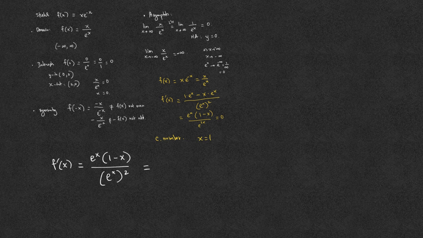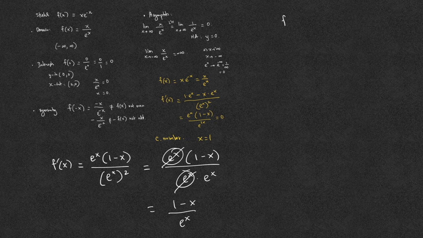We simplified it to e to the x times 1 minus x over e to the x times e to the x, so that e to the x cancelled out, leaving us with 1 minus x over e to the x. It is much simpler if we find the second derivative using this expression.